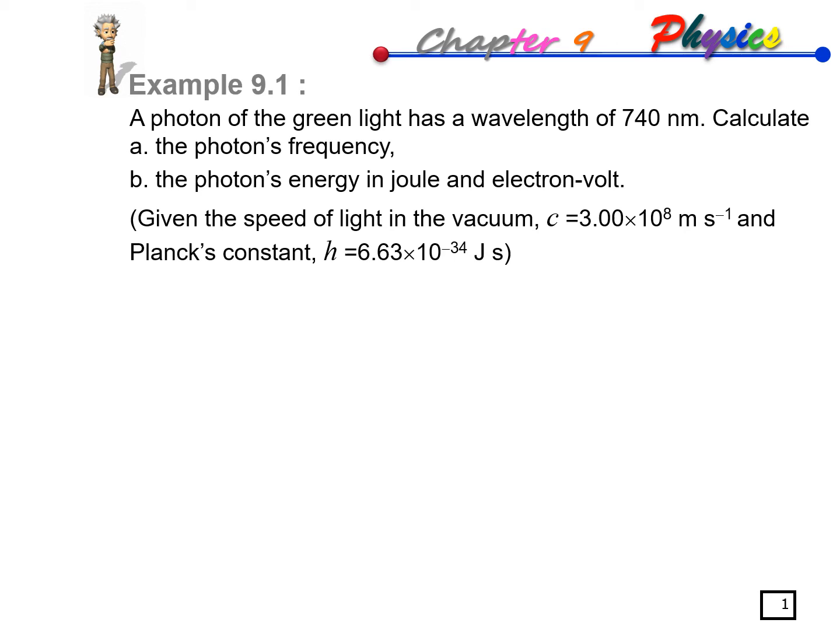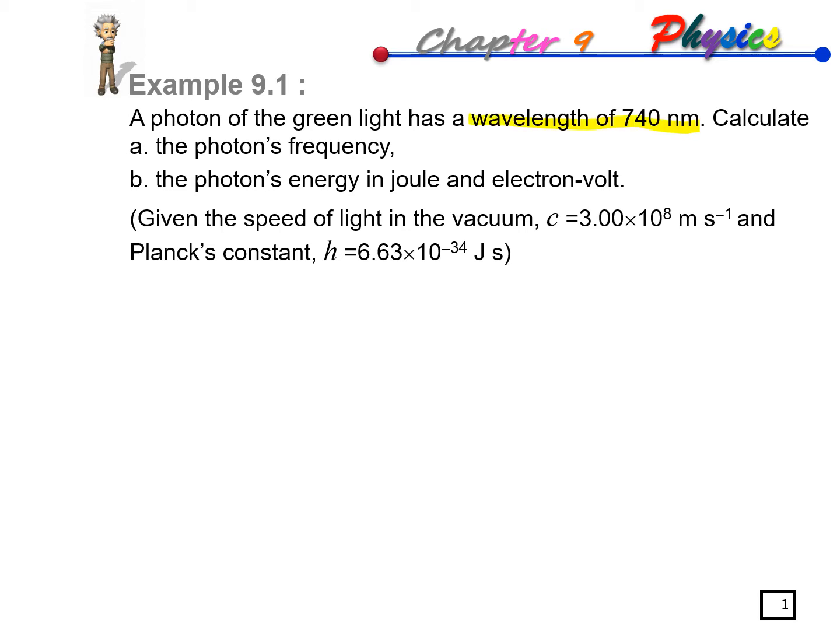Hello there. So for today we will look into chapter 9, which will be on quantization of light. For the first example, we have example 9.1 over here. You have a photon given with a green light, which is a wavelength of 740 nanometer. So the wavelength over here given is 740.